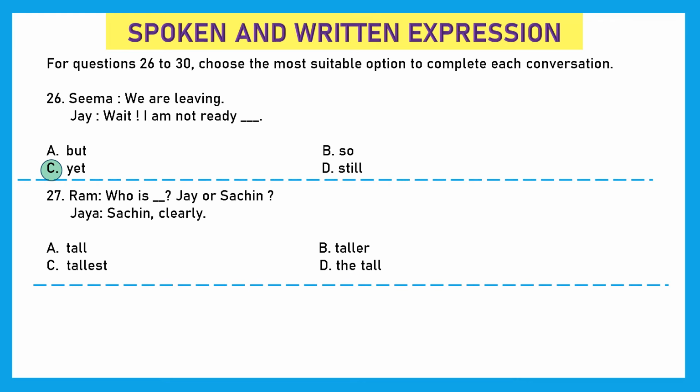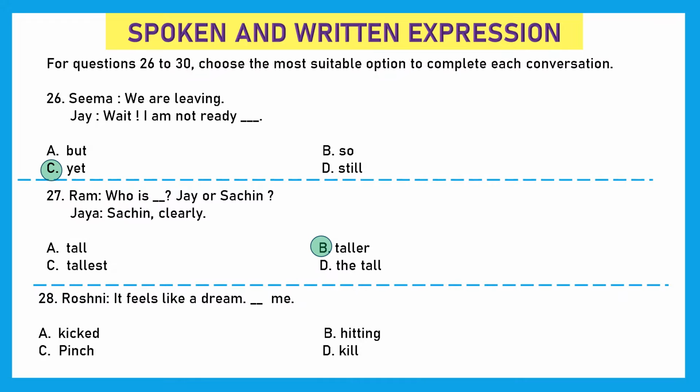So here there is a comparison. And when there is comparison, we use comparative degree. And the right answer here should be option B, taller. Who is taller, Jay or Sachin? Question 28. Roshni, it feels like a dream. Full stop. Dash me.